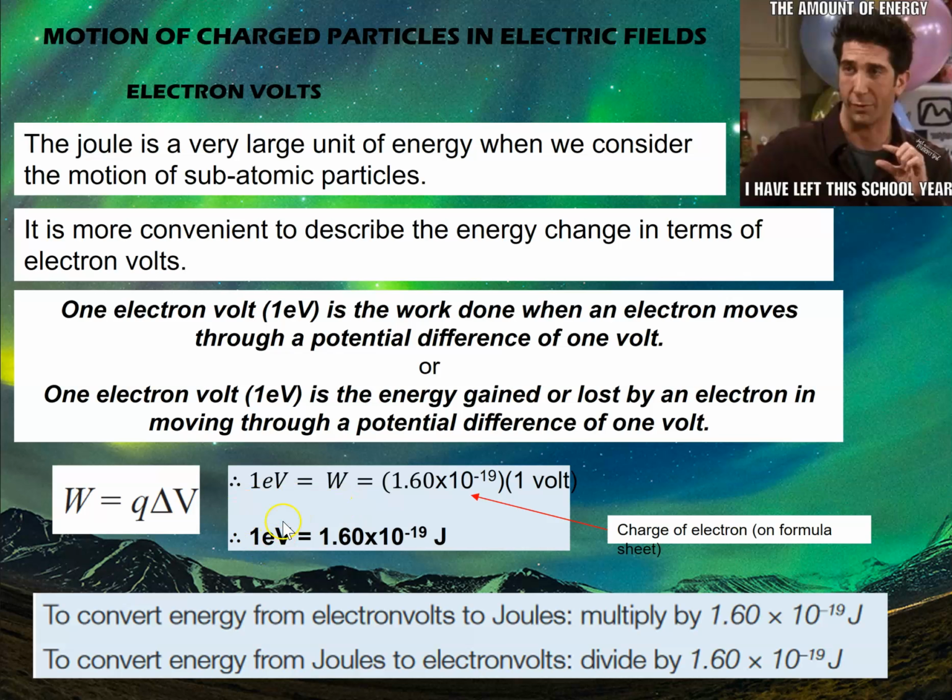So to go from an electron volt to a joule, we times by 1.6 times 10 to the minus 19. And just as if we were rearranging maths, if I wanted 1 joule, I would divide by the 1.6 times 10 to the minus 19.